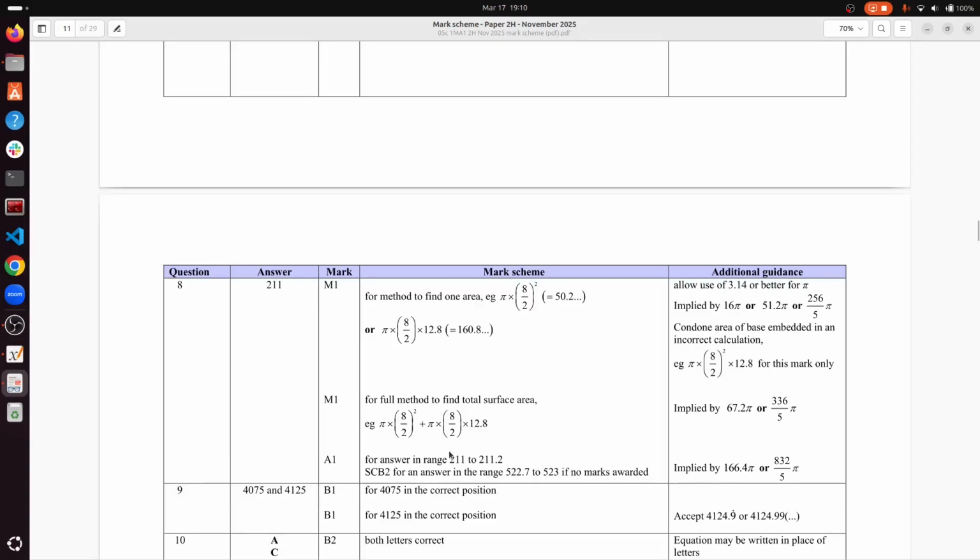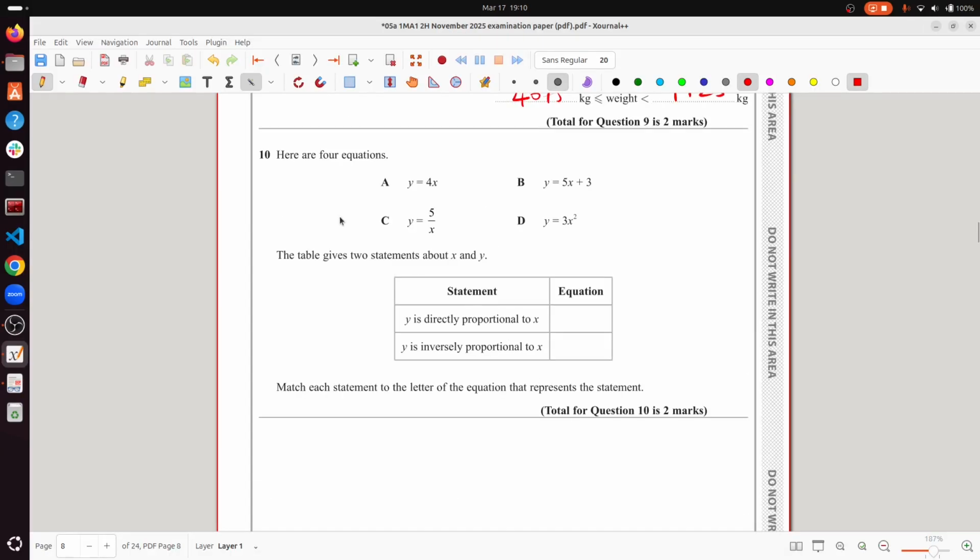4,075 and 4,125. Number 10 says, here are 4 equations. A is y is equal to 4x, B is this, C is that and that. And the table gives 2 statements about x and y. Match each statement to the letter of the equation that represents the statement.